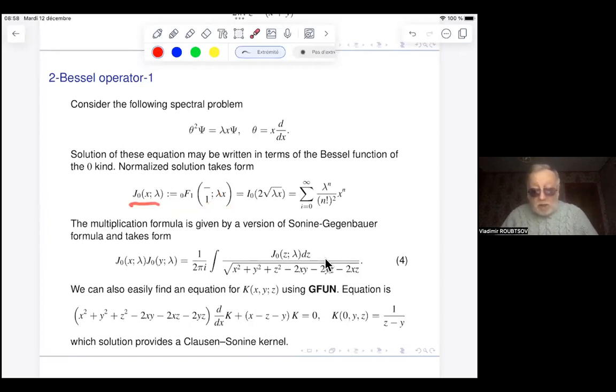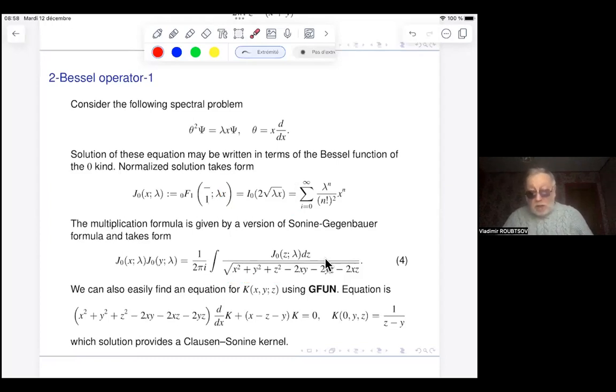So this normalized solution can be expressed in terms of the modified Bessel function of index 0 taken at the point 2 times square root of lambda x. It's just a change of variables if you want. But the representation is quite nice, without minus 1 in degree and some fractions. So it is a very nice hypergeometric representation. Then the multiplication formula, which goes back to Sonine and Gegenbauer, for this J sub 0 has a very nice algebraic expression in the denominator. My kernel is 1 over the square root of a sum of squares, x squared plus y squared plus z squared minus etc.